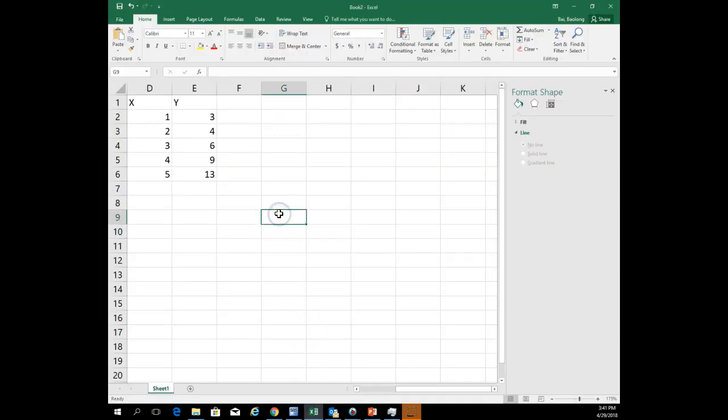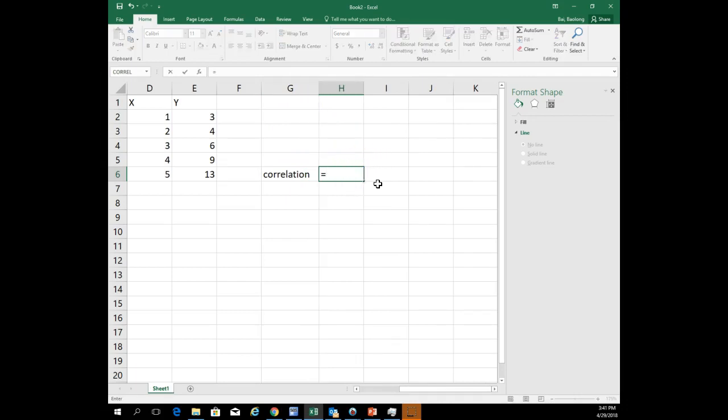And now let's see how to do it in Excel. Basically, we're going to put the data in here, x and y. We need to calculate the correlation, so we're going to add a label: correlation calculation. Here in the next cell, we're going to calculate the correlation. First we type equals, and then we choose the correct function, which is called the CORREL function. When you type it, it's going to pop up for you. You double click to choose it.